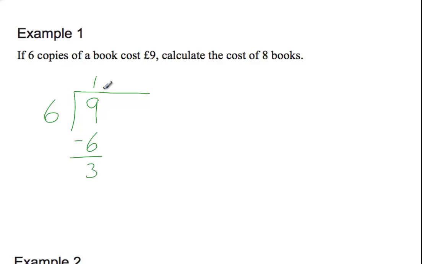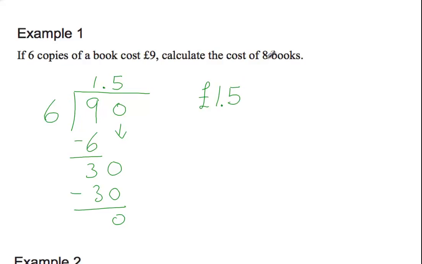Okay, so now we're going to carry a 0 here. 6 goes into 30 5 times exactly, because 6 times 5 is 30, and we have no remainder. So that means that for a total cost of 9 pounds for 6 books, each book costs 1.5 pounds. Okay, so the unit price for a book is 1.5 pounds.